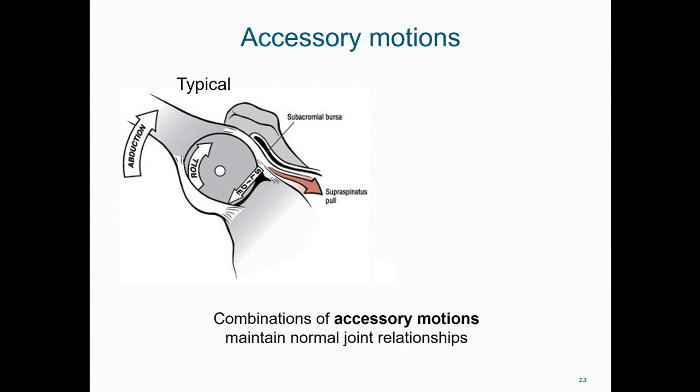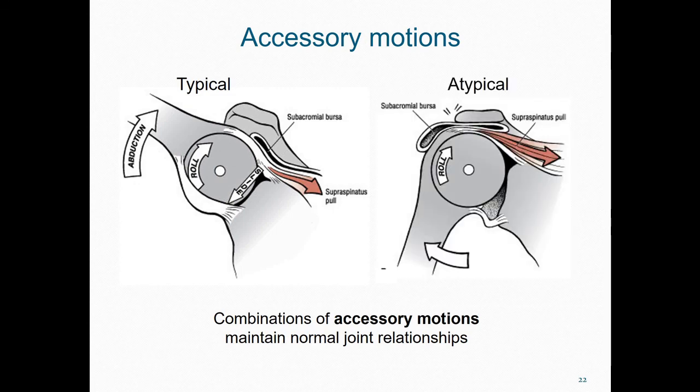Accessory motions are required for effective joint functioning. A classic pathological example of a convex surface rolling without an offsetting slide is shown here. The humeral head translates upward and impinges on the delicate tissues in the subacromial space.